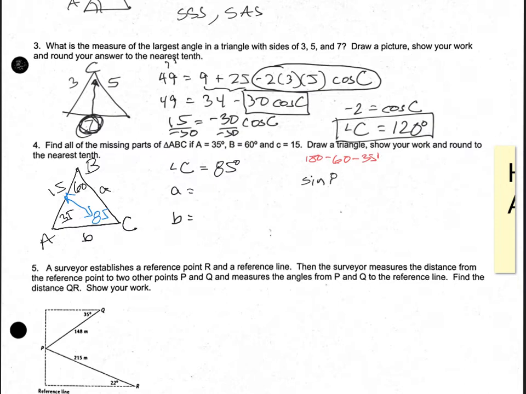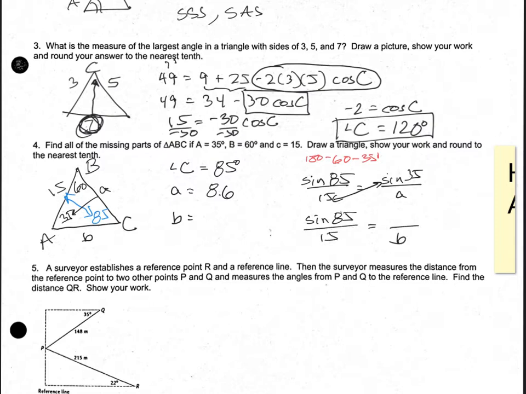So the sine of 85 over 15 equals, and it doesn't matter what you do next. I'm going to do B next. Oh, maybe I should do A next. So A is across from 35. So the sine of 35 over A. Start on the diagonal where you know two values. 15 times the sine of 35. Hit enter, divide by the sine of 85, and we're going to the nearest tenth. So A is 8.6.